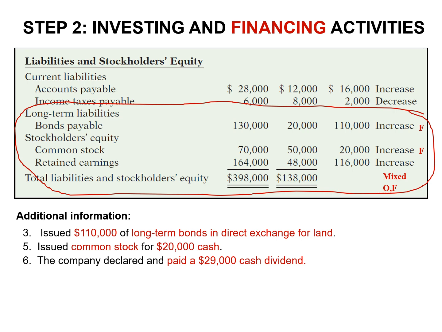Then the last thing I just want to conclude is that when we are preparing the investing and financing activity section, positive numbers indicate cash inflows, whereas a negative number indicates a cash outflow or a payment.